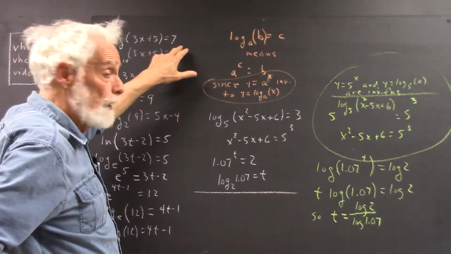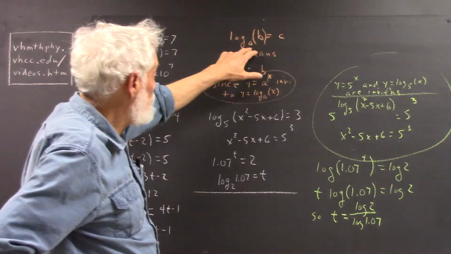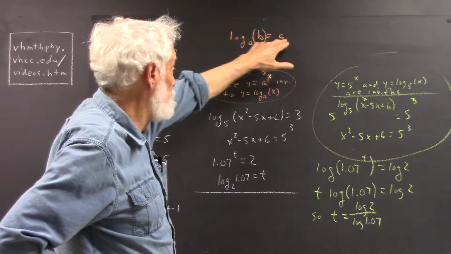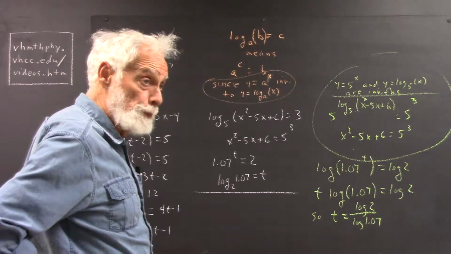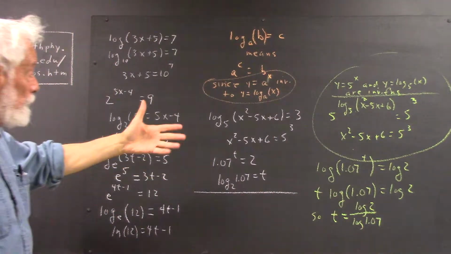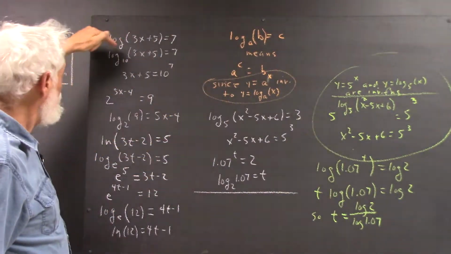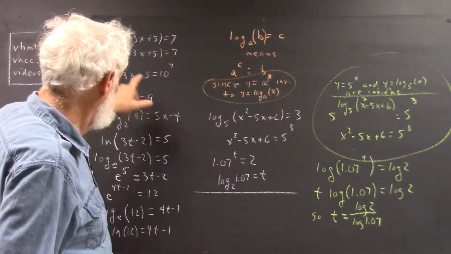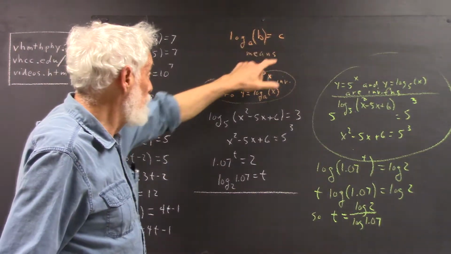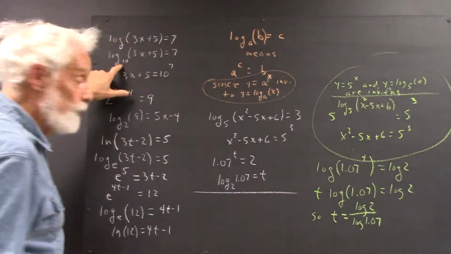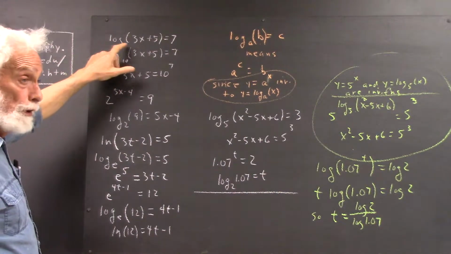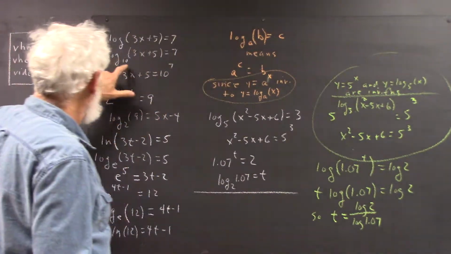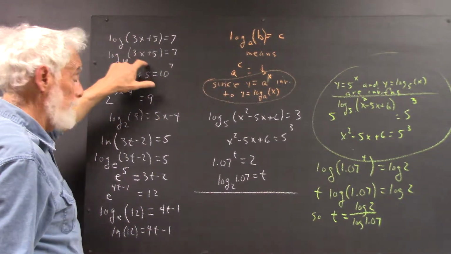Log of 3x plus 5 equals 7. That's a log to the base a of something equals something else. So if we can identify a, b, and c, we can easily rewrite this in exponential form. First, we need to notice that log means log base 10. To write this in the form with an a, b, and c, we have to put the 10 there. Log is understood to be log to base 10, but when you're first using these rules, you're probably going to want to write that as log base 10.